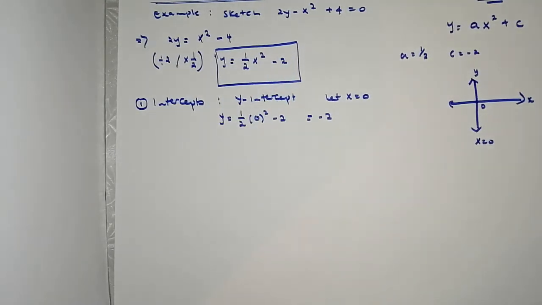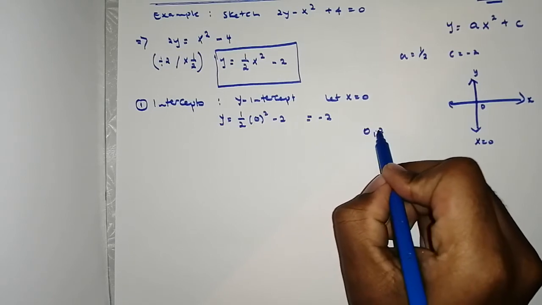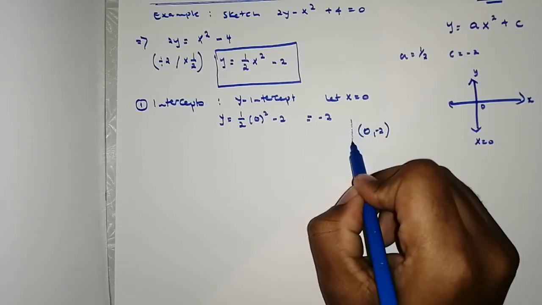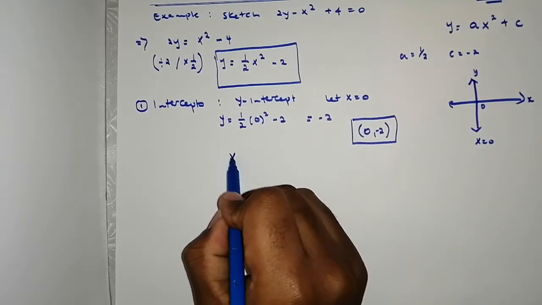But be careful, here we restricted ourselves to only vertical shifts, but when there are horizontal shifts of the graph, that might not necessarily be the case. So here the y-intercept is (0, -2). The graph will pass through this point.